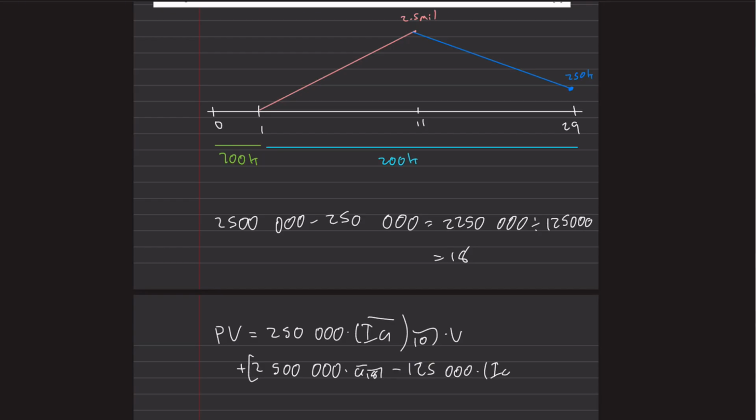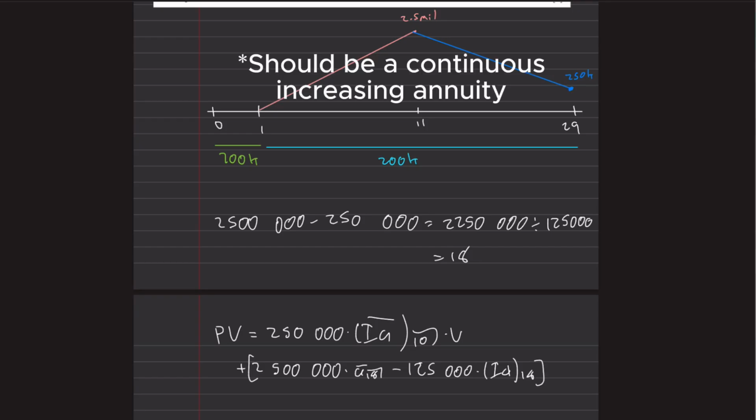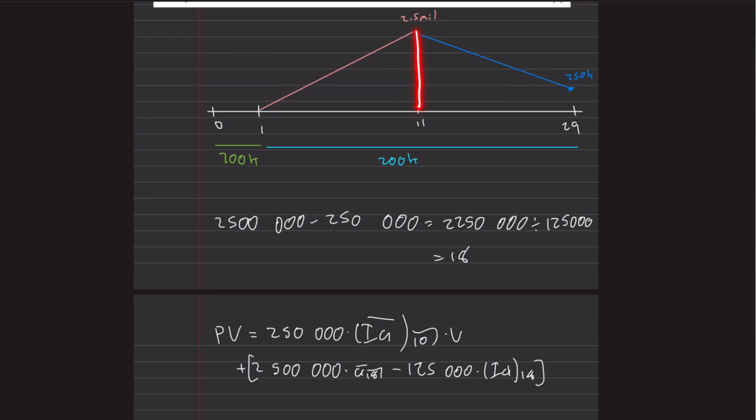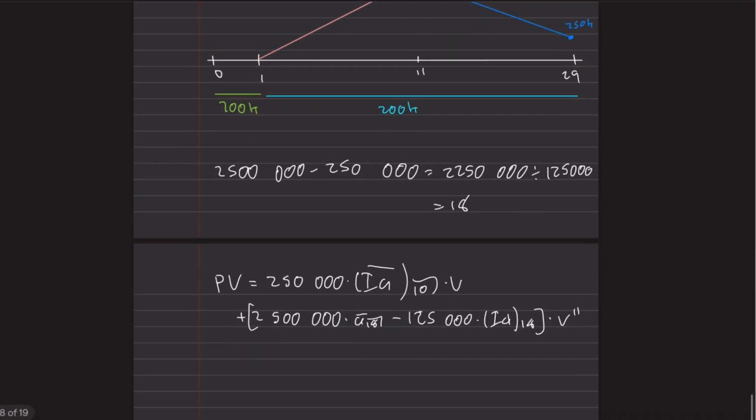125,000. And that's also going to be for 18 years, right? That's going to discount it to this time point. So then to get to time 0, we just need to discount it by another 11 years. So times v to the power of 11. Okay. Now let's deal with the expenses.